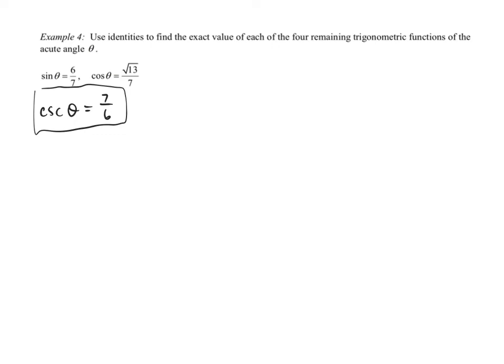And then cosine theta is root 13 over 7. So that means that secant theta is going to be 7 over the square root of 13. But we want that to be rationalized, which means we're going to write 7 square roots of 13 over 13.